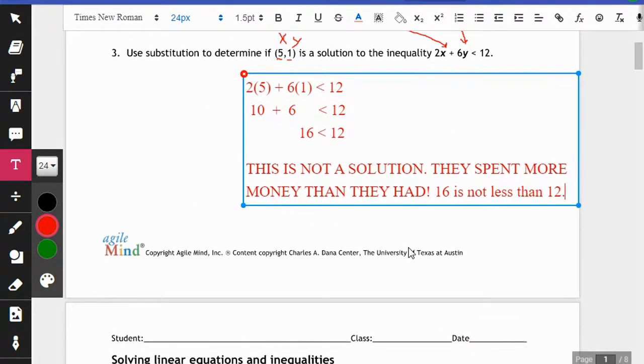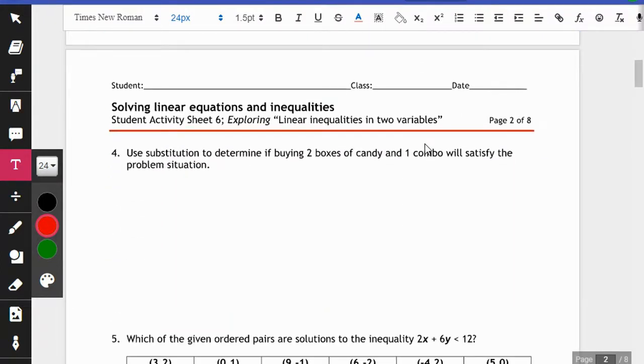That's not a solution. A solution is something that makes it work, that makes this statement true. These things have to add up to less than 12. They don't if I make x be 5 and y be 1. So that's not a solution. Anything that makes it add up to less than 12 is a solution.